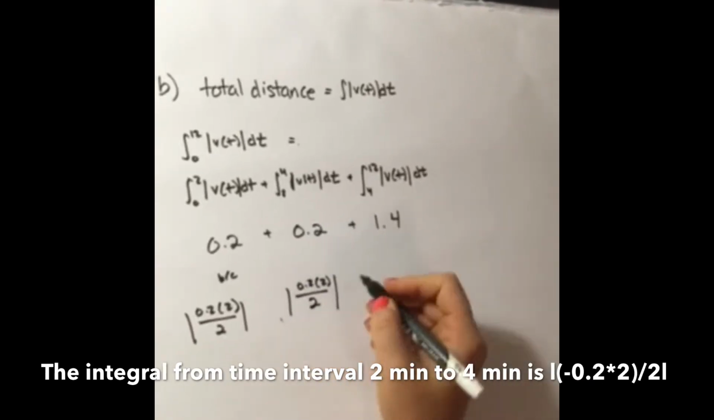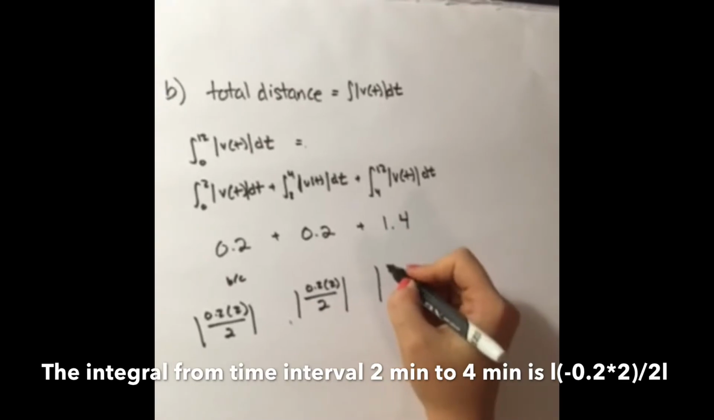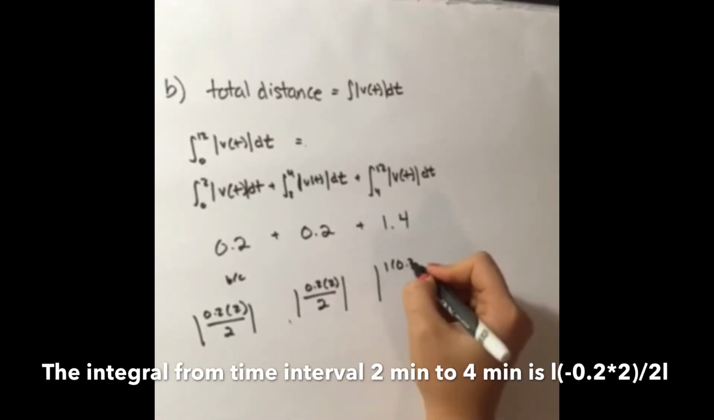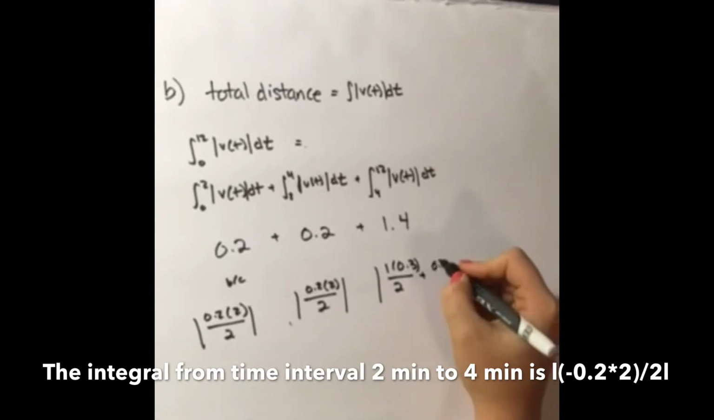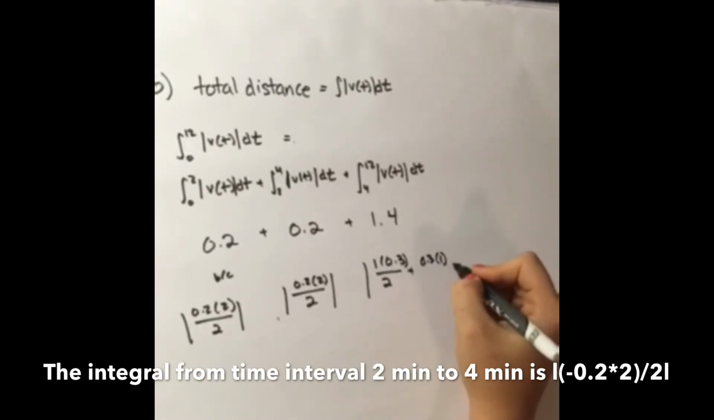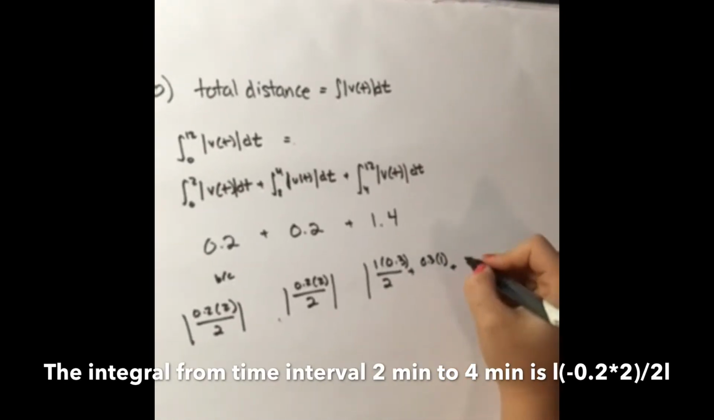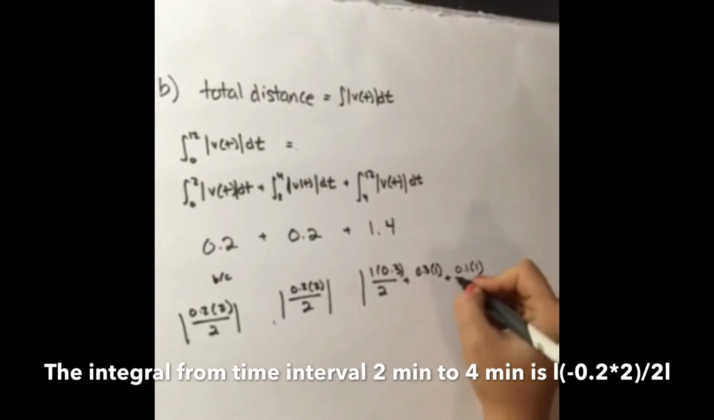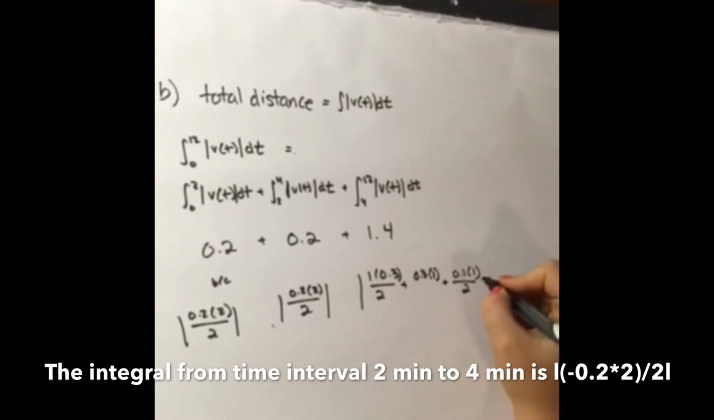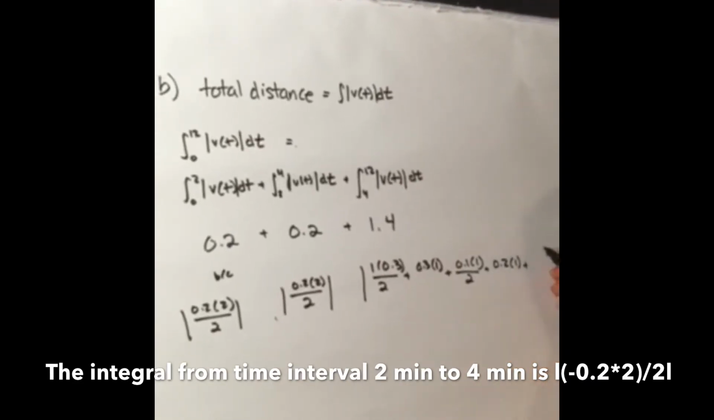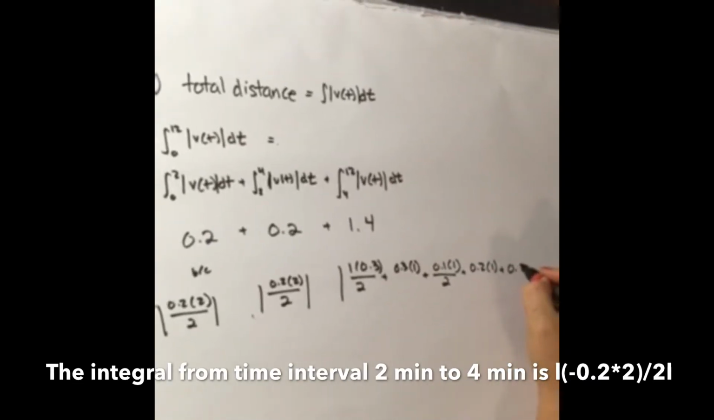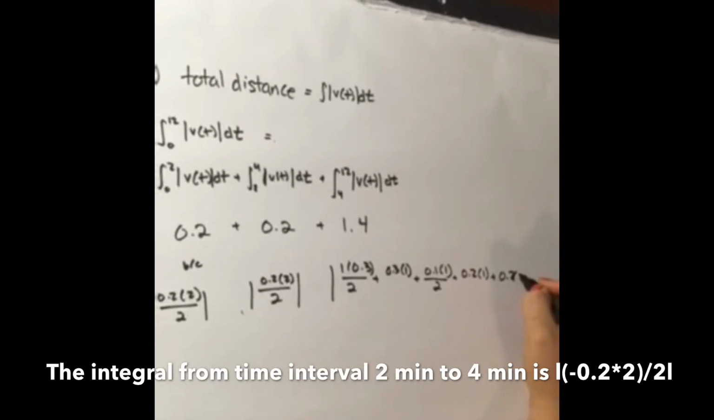So now I'm going through my work. The first interval of 0 to 2, that is the area of a triangle in an absolute value sign. And in the end, I got 0.2 miles from that section. The second integral actually should be negative 0.2 times 2 divided by 2 because it is a negative velocity. But because it is in absolute value signs, you end up with a distance of 0.2 miles.